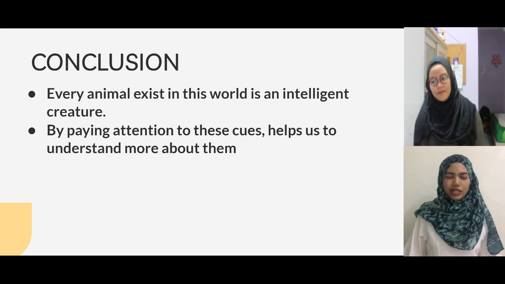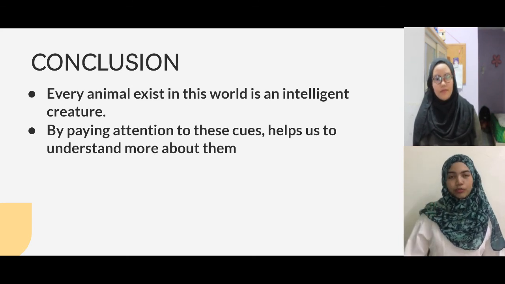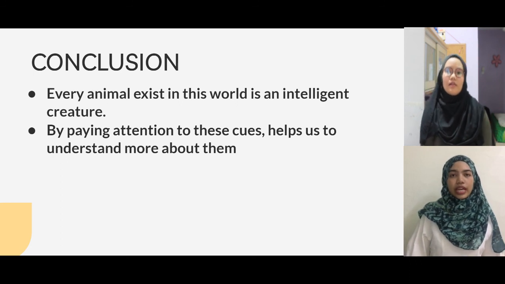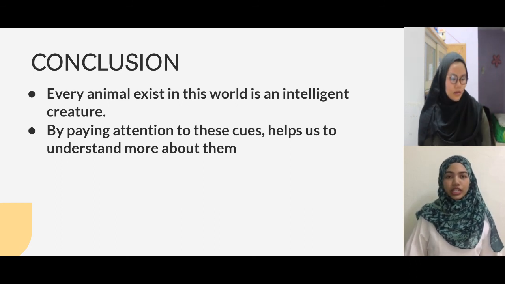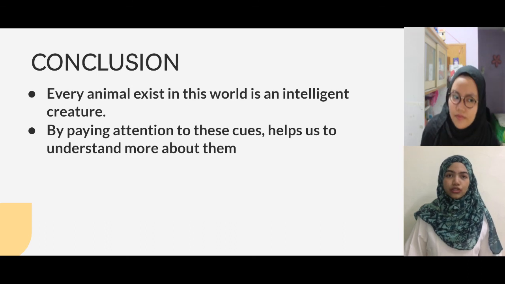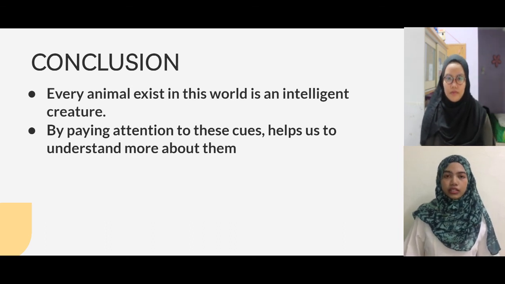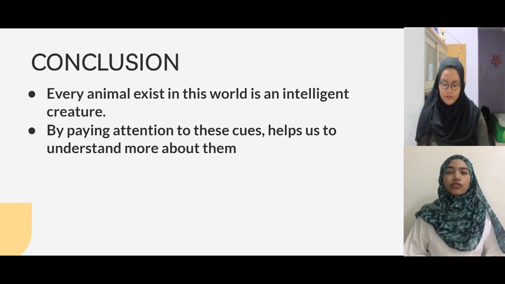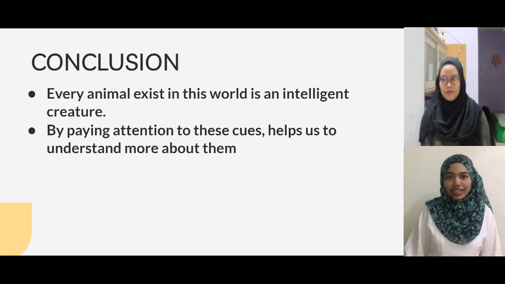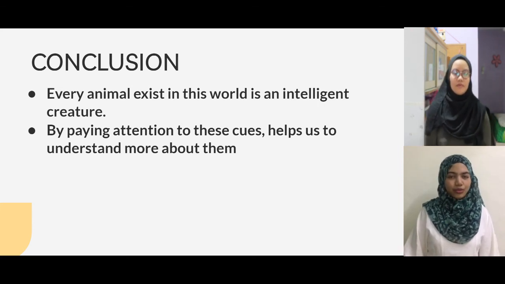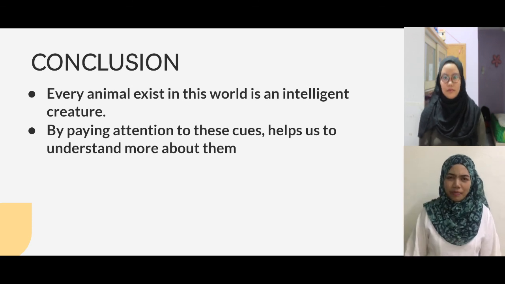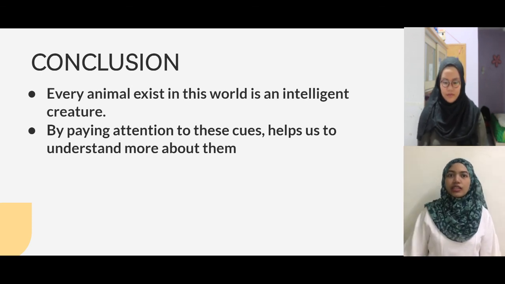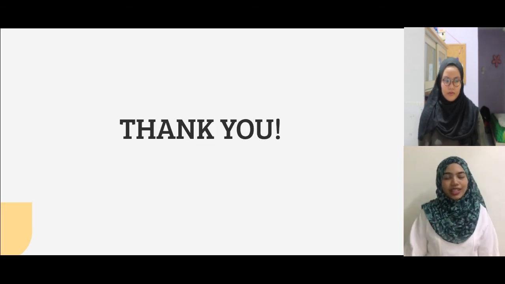Finally, we have reached the end of the presentation. To recap, animal communication consists of two major points, which are vocal communication and visual communication. Vocal communication is important to give warning to the troops and to defend their territories, while visual communication is crucial to help animals express their feelings and for mating purposes. In conclusion, I'd like to say that every animal that exists in this world is an intelligent creature. By paying attention to these cues, we can understand more about them. So that is all. Thank you.